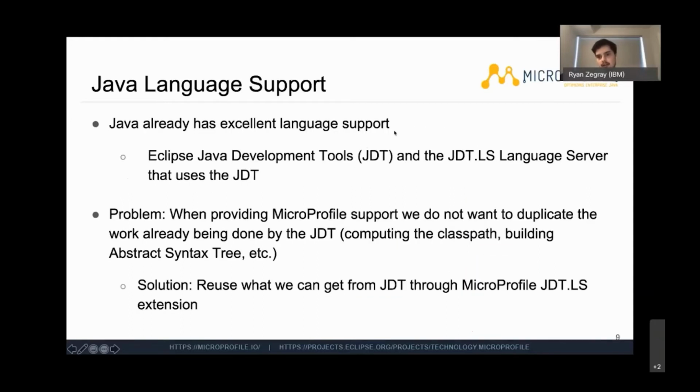So why does the LSP4MP project have two different components? The reason for that is that Java already has excellent language support with the Eclipse JDT and the JDT-LS. So when we're providing our own MicroProfile support, we do not want to duplicate the work that's already being done by the JDT, like computing the class path and building the AST. So the solution for this was to reuse what we can from the JDT through the MicroProfile JDT-LS extension.